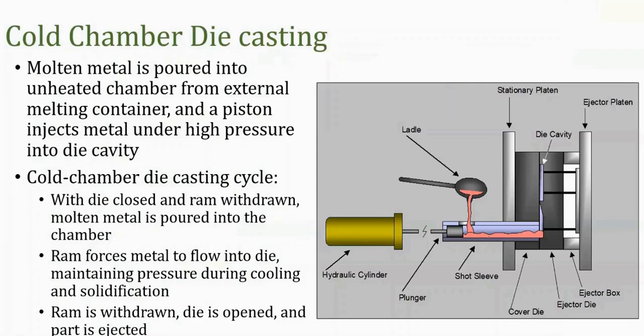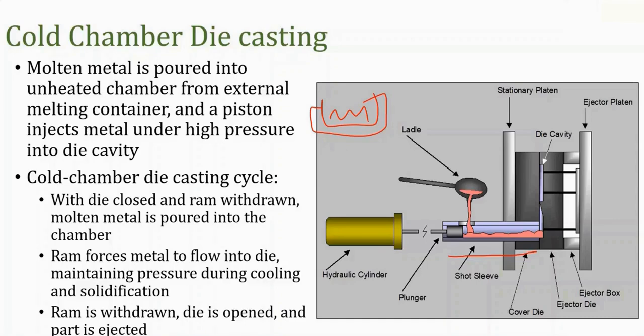Coming to the cold chamber die casting. Instead of plunging the hot material from the molten pool, here we pour the molten material inside the cylinder. Other processes are the same. The molten material is poured into the unheated chamber from the external melting container. You will have a furnace outside of this setup, where we melt the material, and using this ladle we pour it into the unheated chamber.